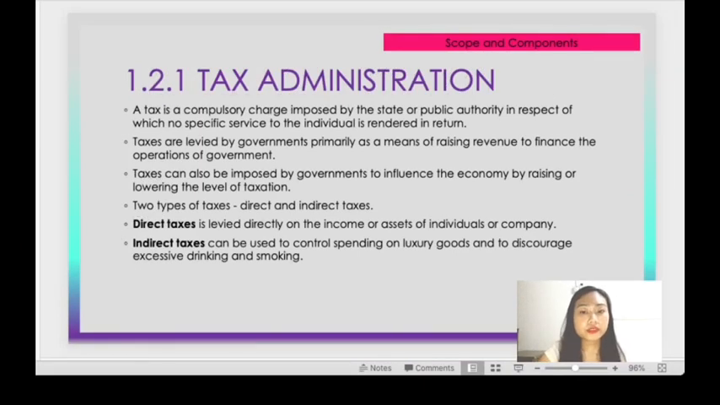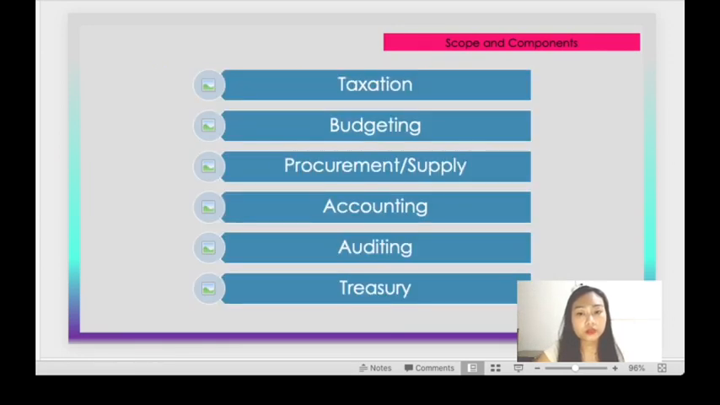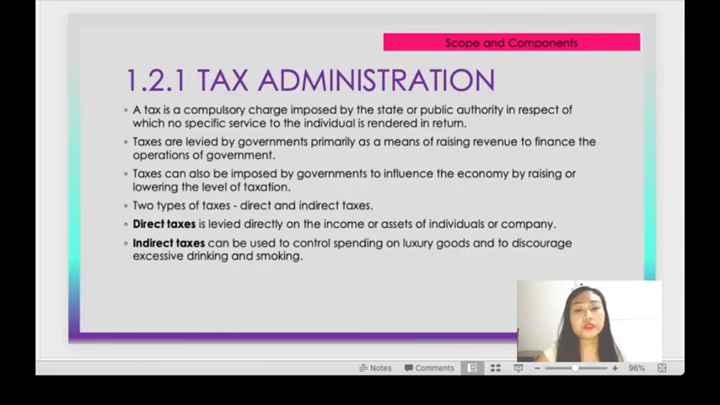Alright, next we are going to go into details on each component. Okay, for all these components. For the first one, which is tax administration. Okay, what is tax administration? A tax is a compulsory charge imposed by the state or public authority in respect of which no specific service to the individual is rendered in return. Taxes are levied by governments primarily as a means of raising revenue to finance the operations of government.